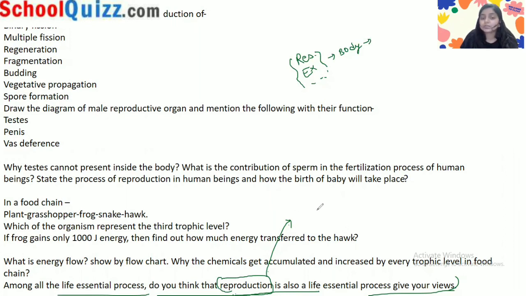Suppose there is a cat, and the cat species decided that they will not reproduce further. After some time, we will see that the cat species is wiped out from the environment. So for the existence of life, for the species, for the population, the reproduction process is important, but it is not a life essential process. So the answer will be that reproduction is not a life essential process, but we can say that it is an important process for the species, right? For the survival of this species, for the existence of this species, right?